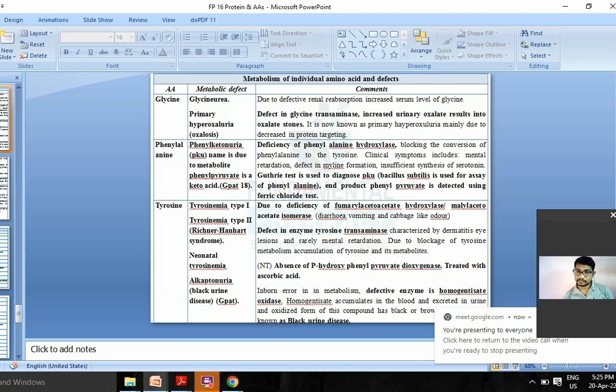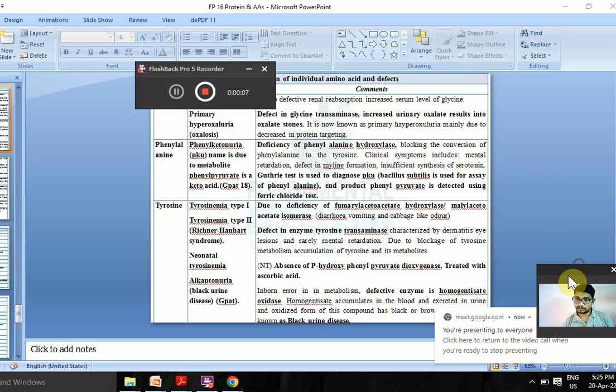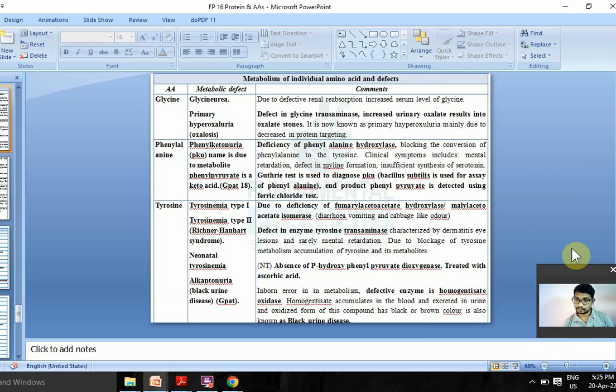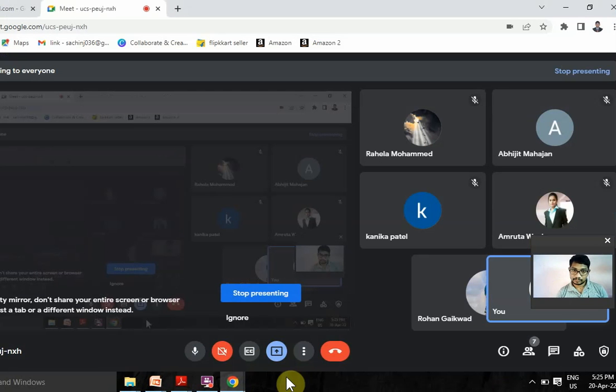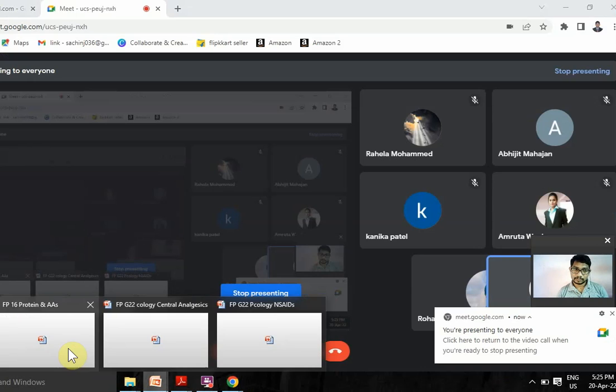Okay, so glycine metabolism defect, metabolic defect of glycine. First one is glycinuria, increase in the glycine content in the urine due to defective reabsorption. Then primary hyperoxaluria, that is due to defect in the glycine transaminase, so oxalate stone occurs in the kidney. Also known as primary hyperoxaluria, mainly due to decreased protein targeting.